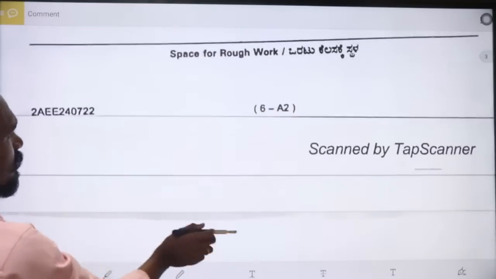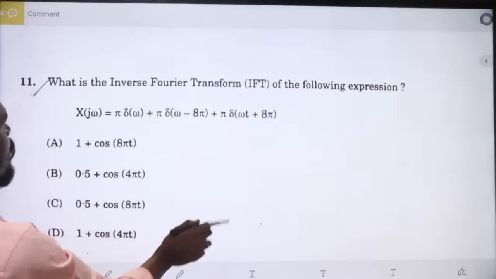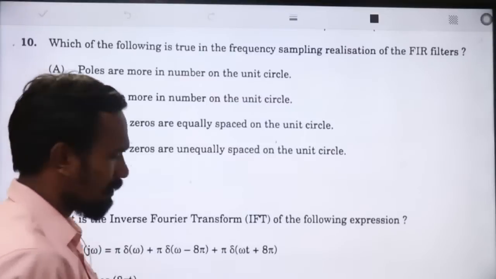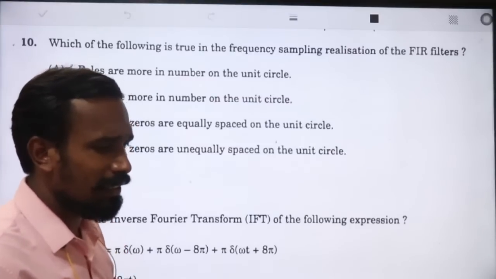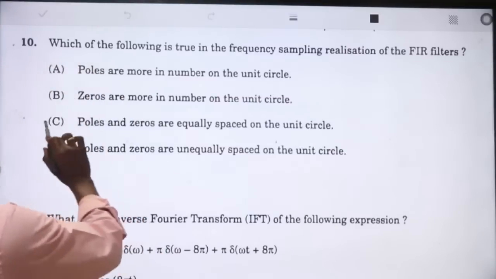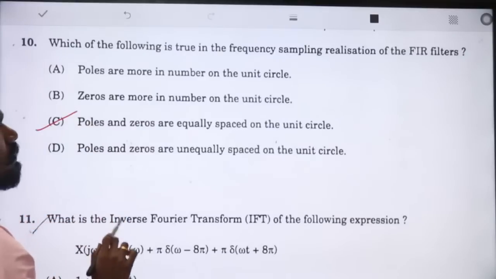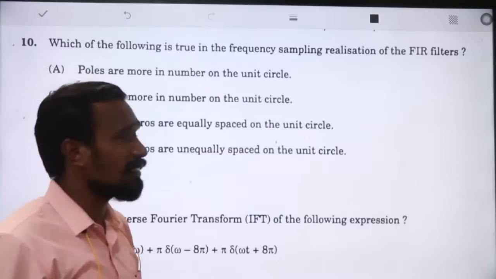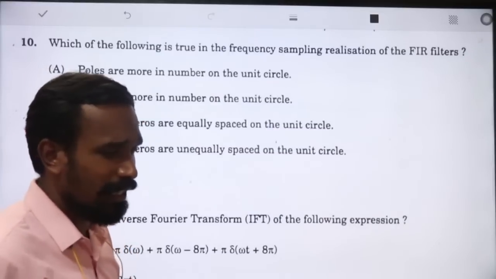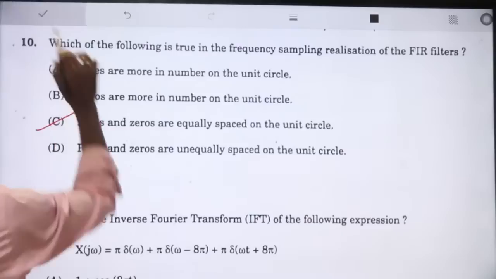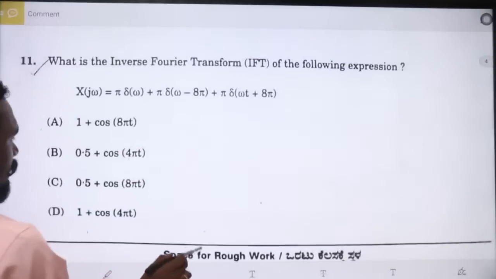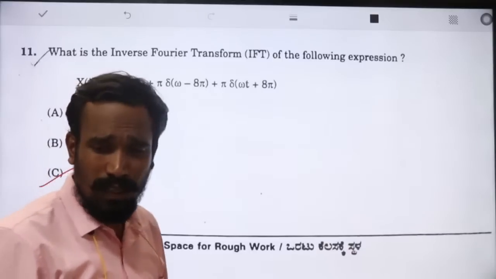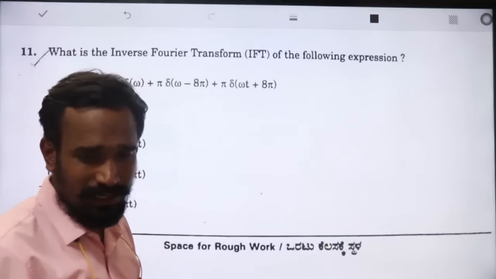The eighth one, sir already explained. The ninth is completed. The 10th one is from signals and systems, and its answer is C. Frequency sampling, yes. And the 11th one is also signals and systems. Its answer is also C. The 11th answer C is the correct answer.